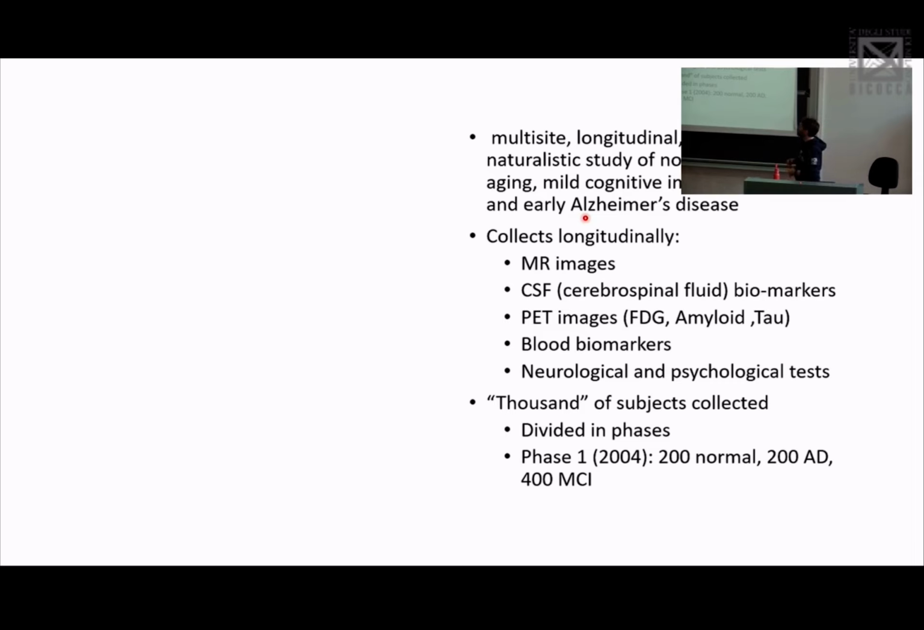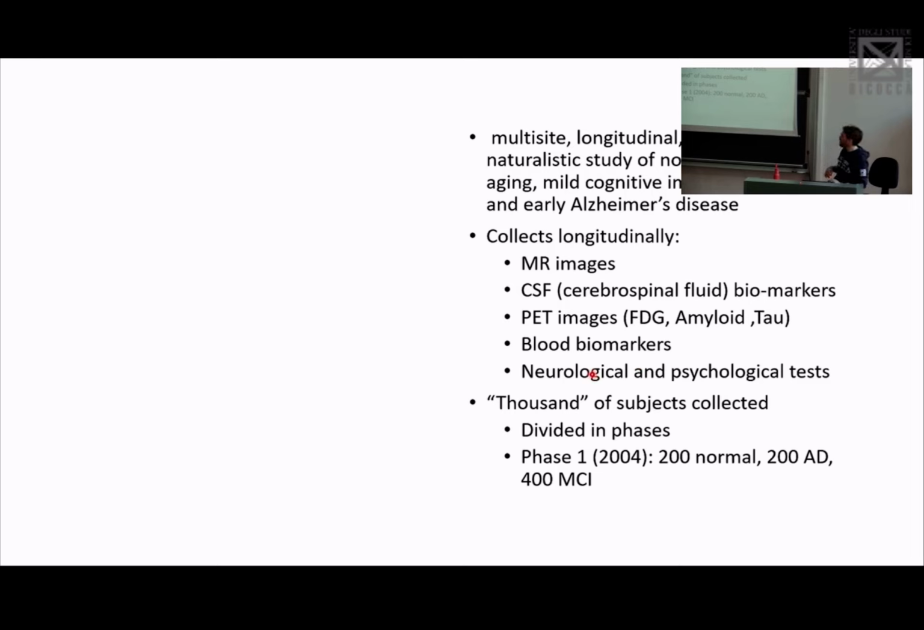It collects longitudinally MR images, mainly T1 volumetric, but also many other kinds of images, which might change over the years. Cerebrospinal fluid biomarkers, which are very important for dementia. PET images, starting with FDG. Now they also acquire amyloid load and the tau protein. Many blood biomarkers. Neurological tests, psychological assessments. Most of these studies, the ones that don't involve radiation, are required for each person every 6 months, over years.